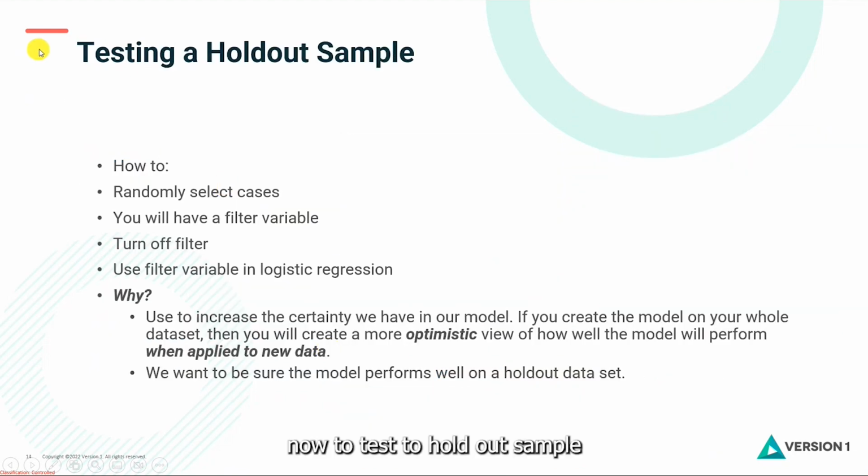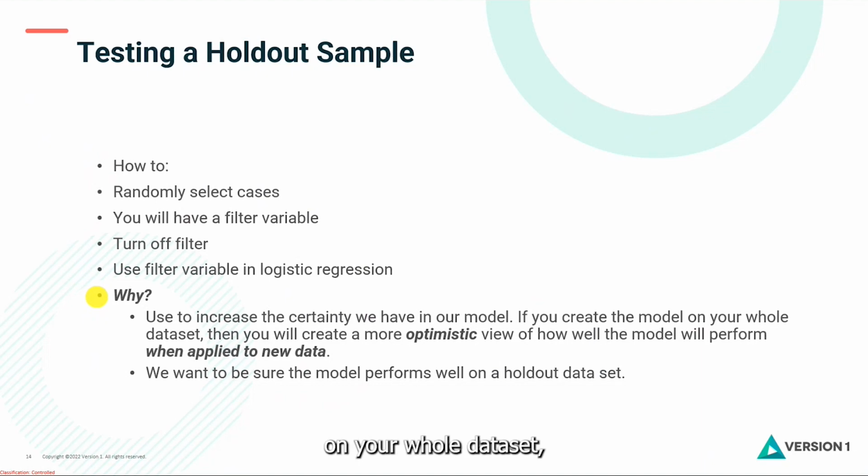Now, to test a holdout sample, how to do this? Well, first of all, I'll randomly select cases. What I'm doing is selecting out a training data set. So I'll select 70%. This will create a filter variable in the data set, and then I will turn off the filter. And then I will use the filter variable in logistic regression. So I'll show you how to do this. So why do we want to test a holdout sample? Well, we do this because we want to increase the certainty we have in our model.